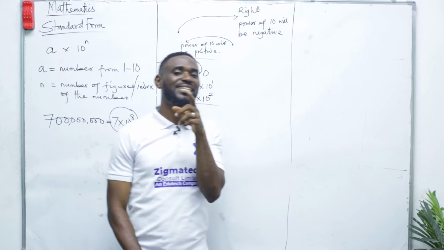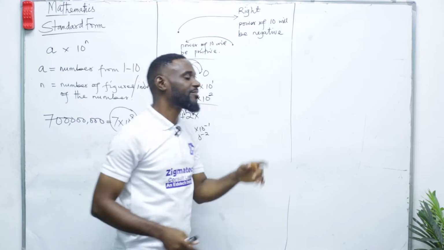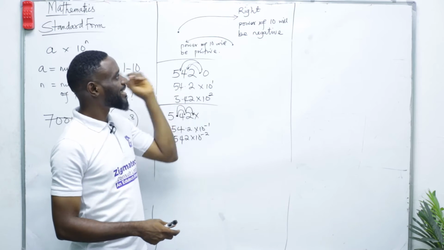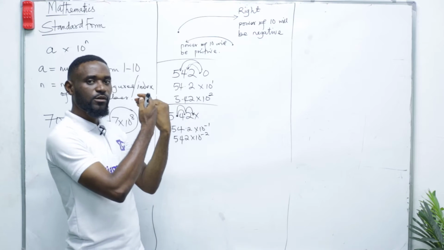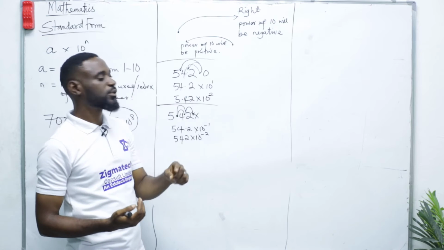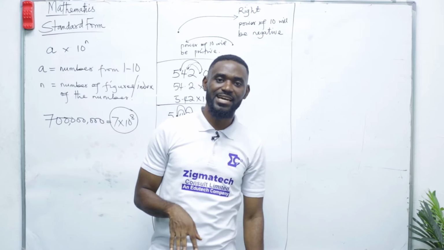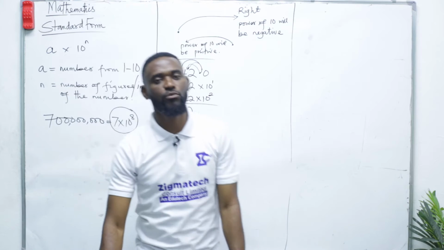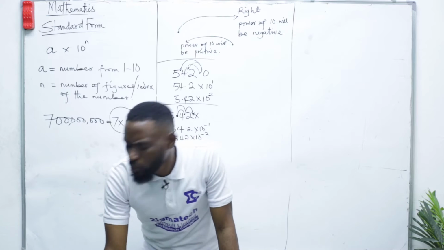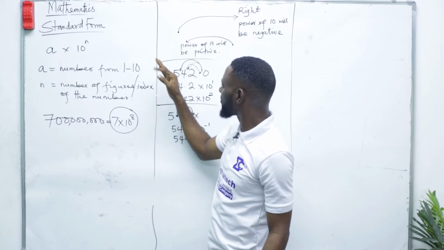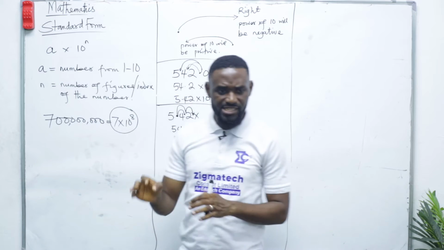So if you're moving the decimal point forward, the power of 10 should be negative. But if you're moving the decimal point backward, or to the left, the power of 10 should be positive. So you must understand that, because we will take some examples on how to solve questions on standard form. Okay, so these are basically some of the things you need to know about decimal form.